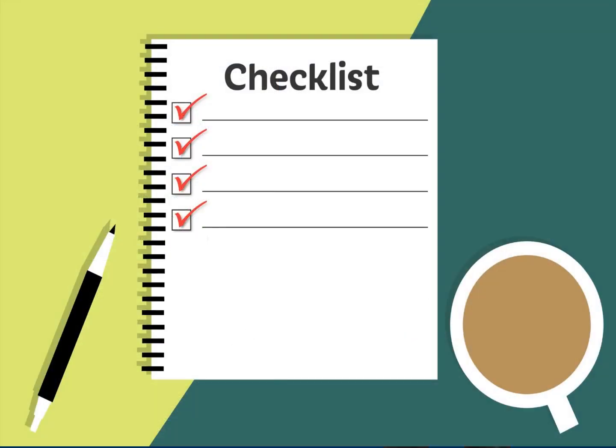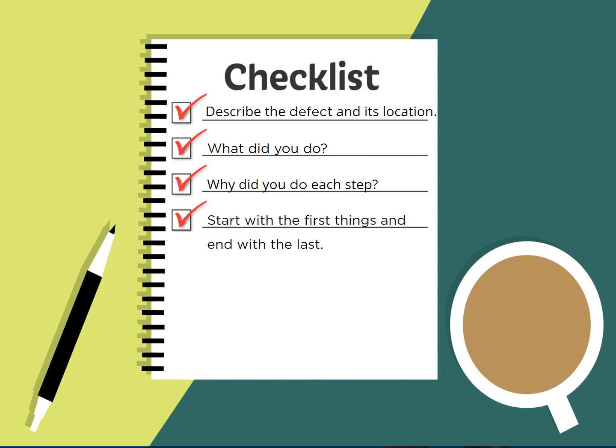This is a good response to the exam question because it includes the following information included in the exam directions. Describe the defect and its location. What did you do? Why did you do each step? Start with the first things you did and end with the last thing.